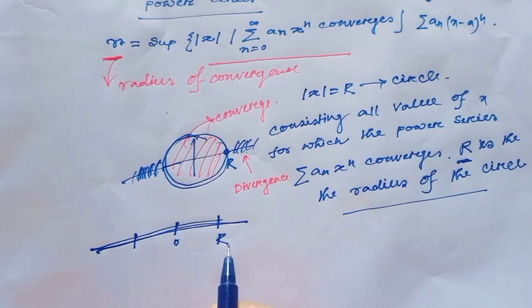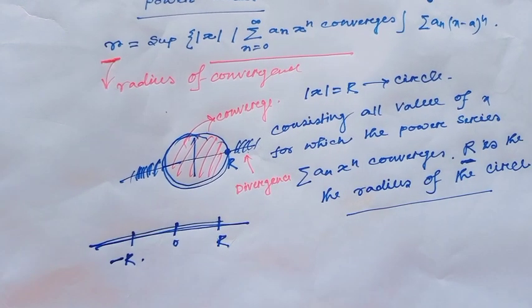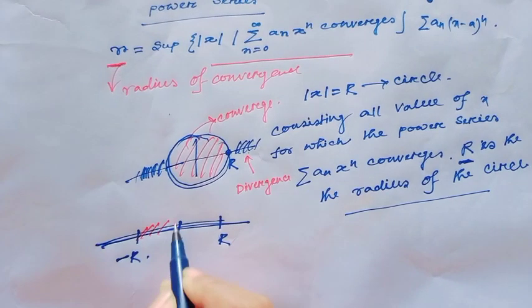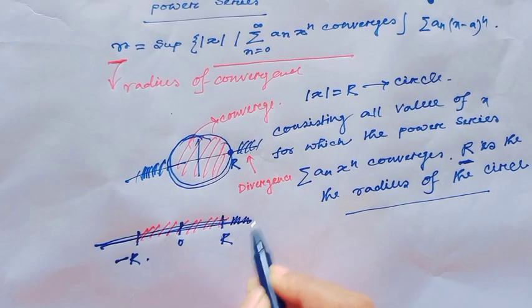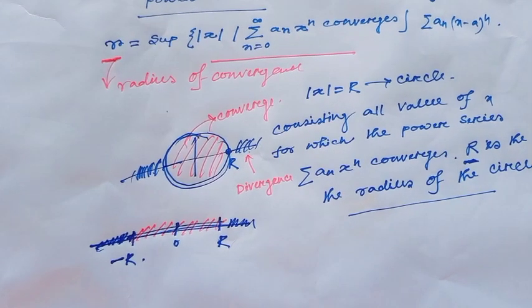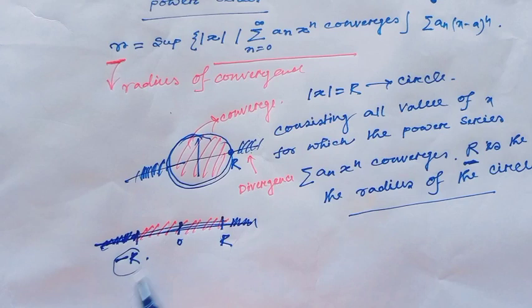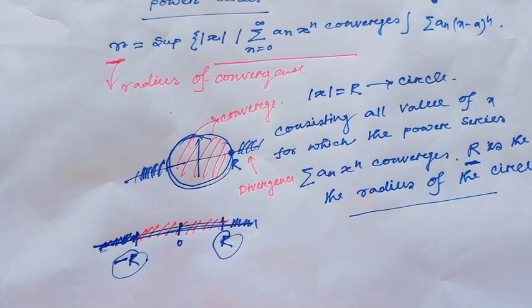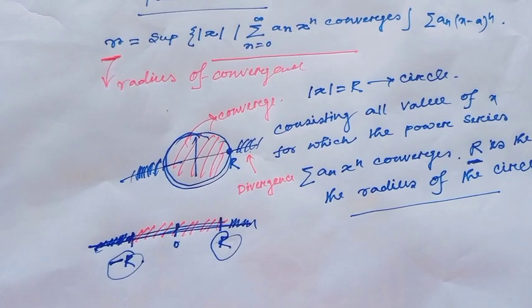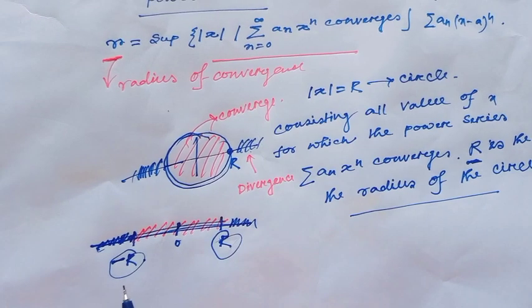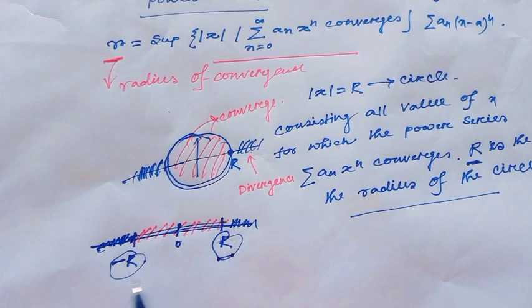Therefore, since here |x| and here also minus r, in this interval the series converges, and outside, the series diverges. Also, we cannot always talk about the convergence at minus r and r. Let's see one example, from which we will understand this better, why we cannot always talk about the convergence at r and minus r.